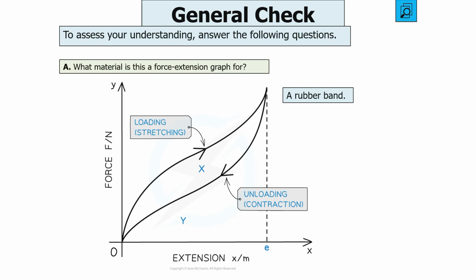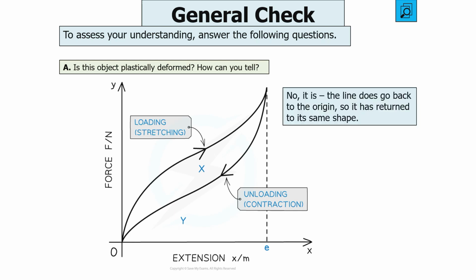Well, it is a force extension graph for a rubber band. Is this object plastically deformed? How can you tell? Pause the video now, then unpause the video when you want to go through your answer. No, it is not, because the line does go back to the origin, so it's returned to its same shape as when it starts.